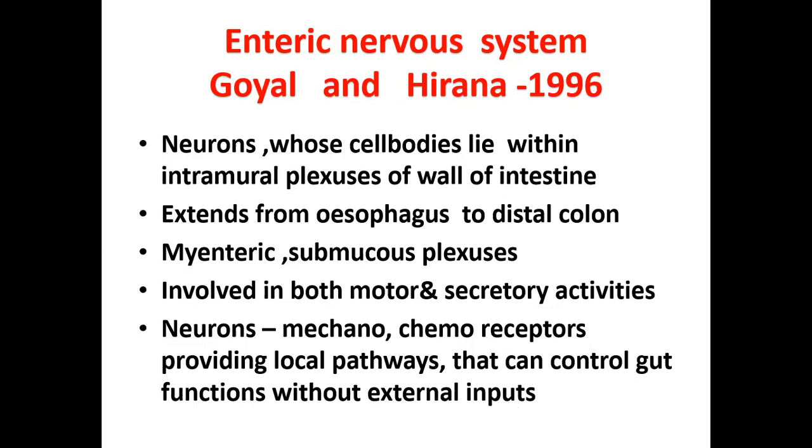So the neurons present in the GIT, that is the enteric nervous system, are either the myenteric plexus or Auerbach's plexus, or the submucous plexus. These neurons contain mechano and chemoreceptors, which provide the local pathways that can control the functions of the gastrointestinal tract without external inputs.